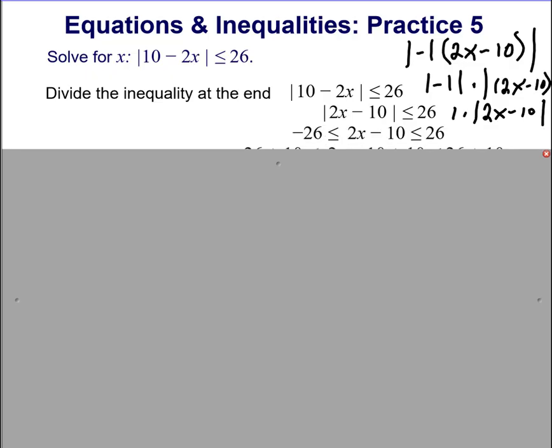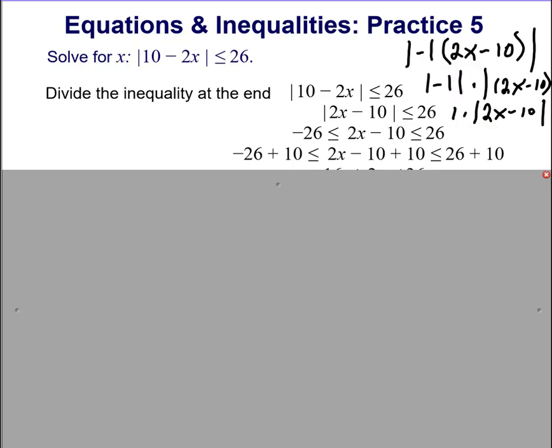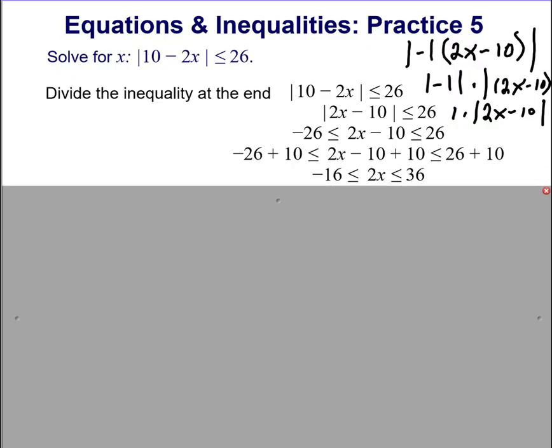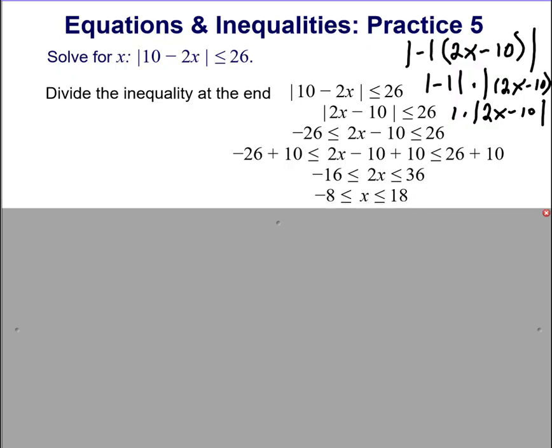Next, I'm going to set this inequality up where I remove the absolute values, and I consider 2x minus 10 ranging between negative 26 and positive 26. I add 10 to both sides, and simplifying the expression, we have negative 16 is less than or equal to 2x, which is less than or equal to 36. Next, I divide everything by positive 2, and that leaves me with negative 8 is less than or equal to x, which is less than or equal to 18. So that would be dividing the inequality at the end.